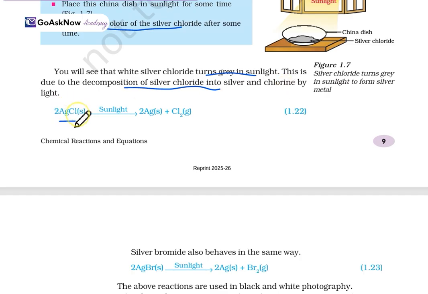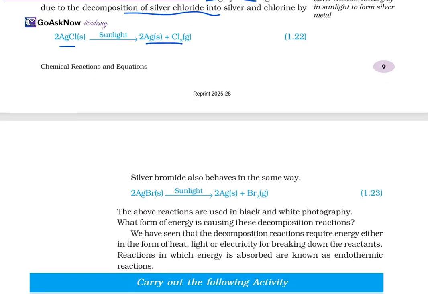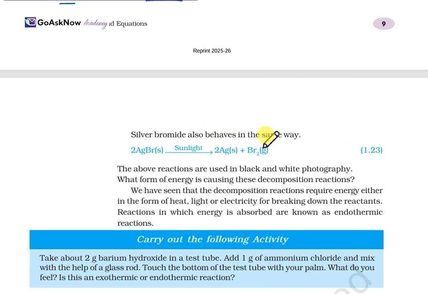So see, 2AgCl, with sunlight we are giving. So it is broken into two things. It will be 2Ag and Cl2. One is in the solid state, another one is in the gaseous state. Silver bromide also behaves in the same way, 2AgBr. So 2Ag is in the solid state, Br2 is in the gaseous state. The above reactions are used in black and white photography.